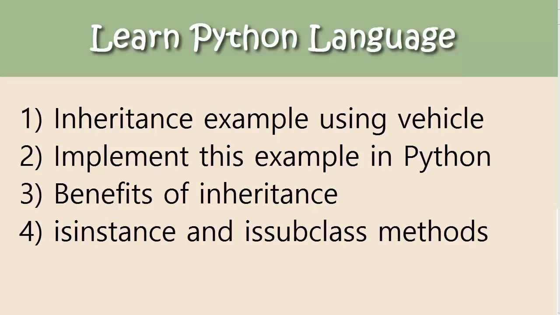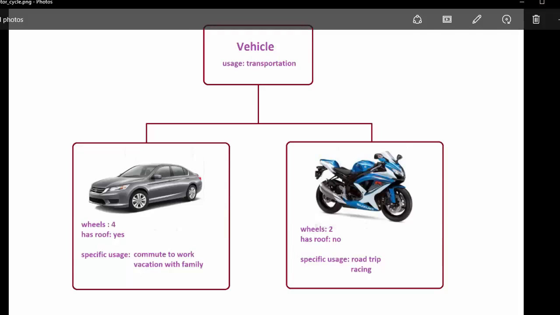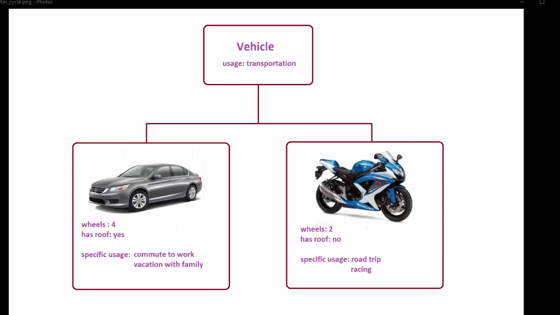Okay, let's understand inheritance by taking the example of vehicle. When you think about vehicles, you have so many vehicles available for use, such as car, trucks, motorcycle, etc. But they provide the same purpose, which is transportation.